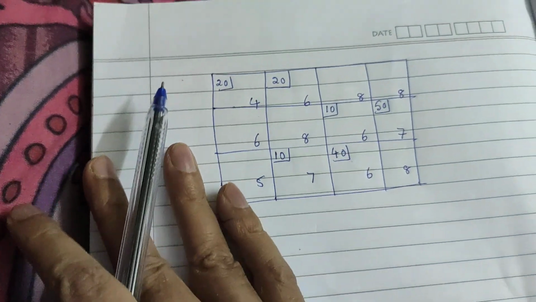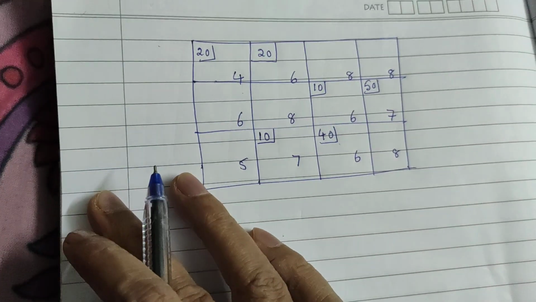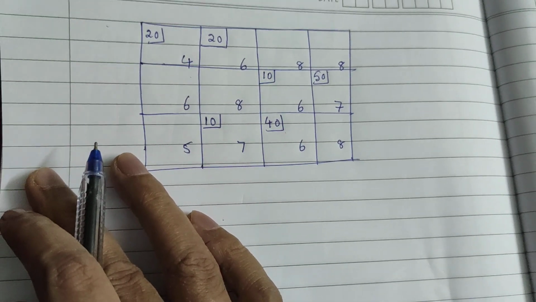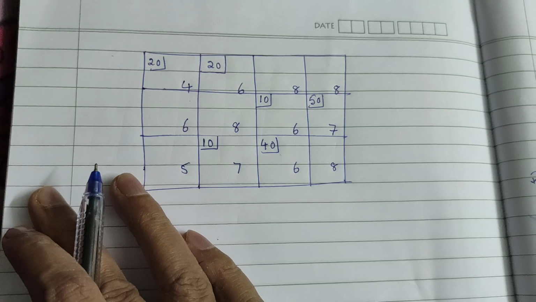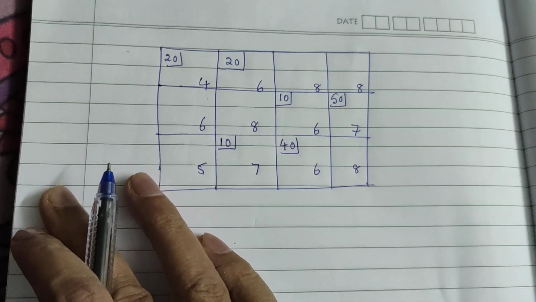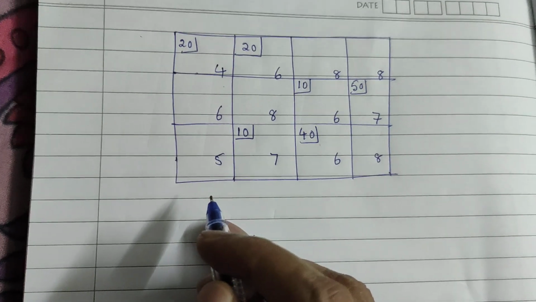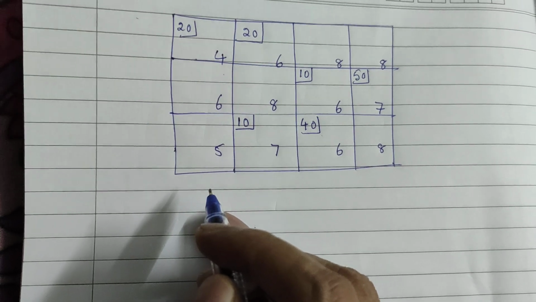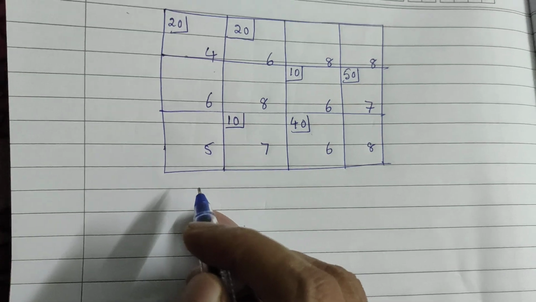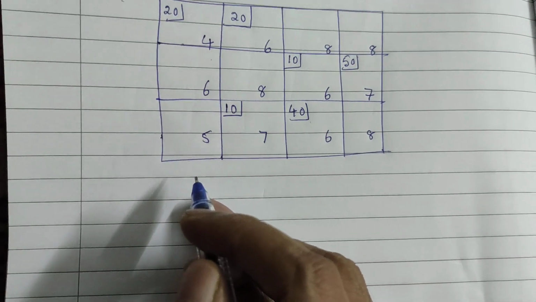Now we go for the modified distribution method, the MODI method. For entering the MODI method, the first step is to check whether it is degenerate or not. I already discussed degeneracy and non-degeneracy. Degeneracy means rows plus columns minus 1 is not equal to the number of allocations. Then we say that it is a degeneracy problem.